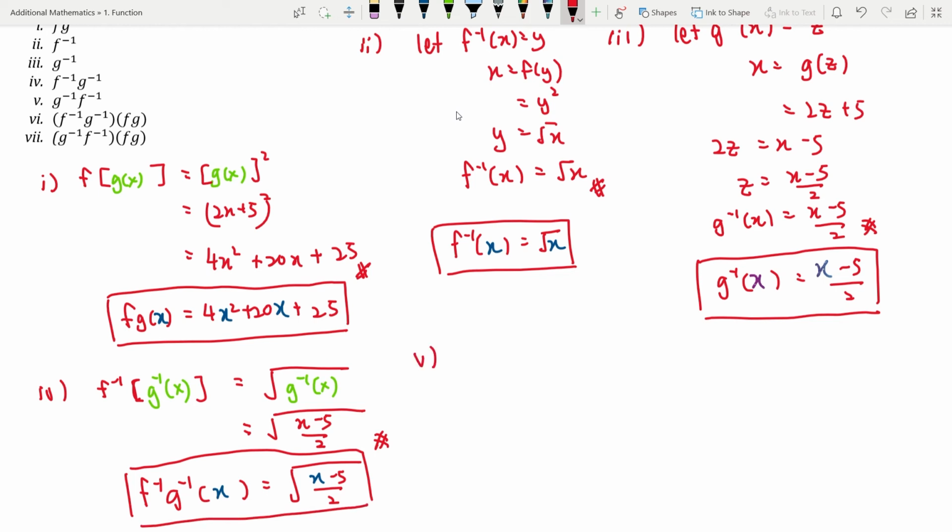Number 5, we are asked to find g inverse of f inverse x. We substitute the f inverse into the g inverse. F inverse minus 5 over 2. Substitute the value, we have square root of x minus 5 over 2.